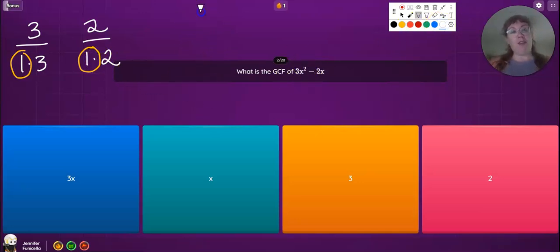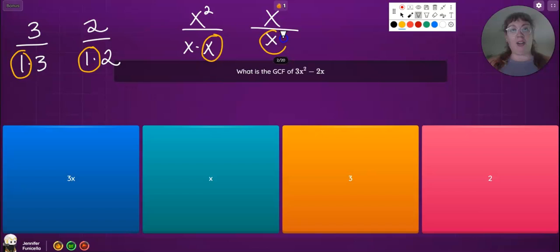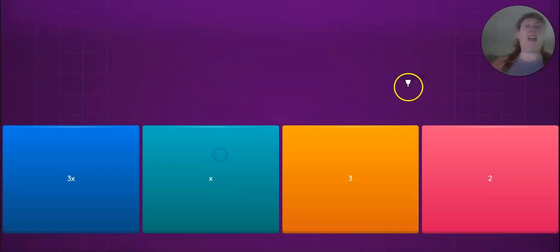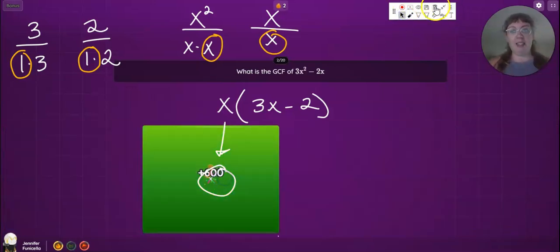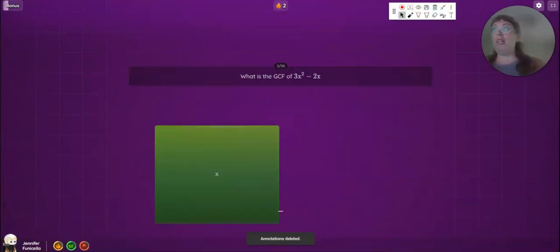We do have, for the first term, an x squared, which is x times x. And then for the second term, we just have an x. So the most that they have in common is 1x. So we can factor out an x, and we would be left with 3x minus 2. So our GCF here is x. Go ahead, click x. And we'll go to number 3.